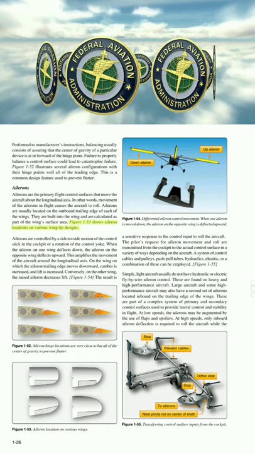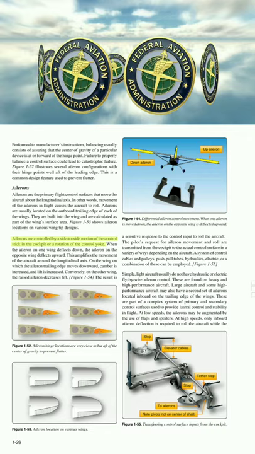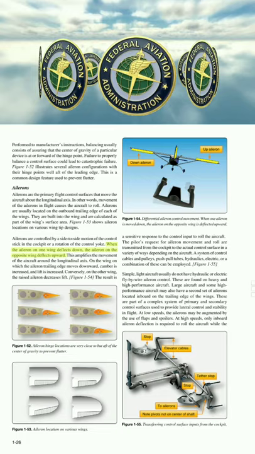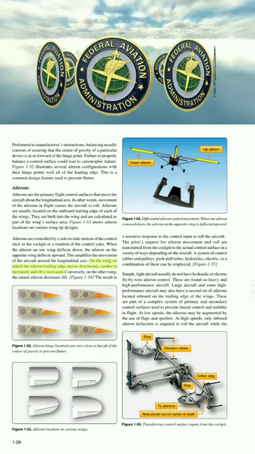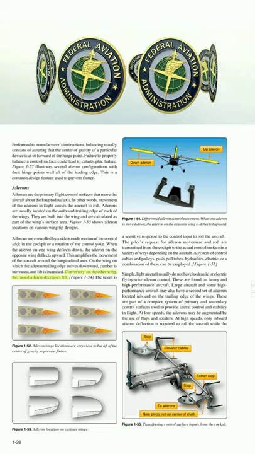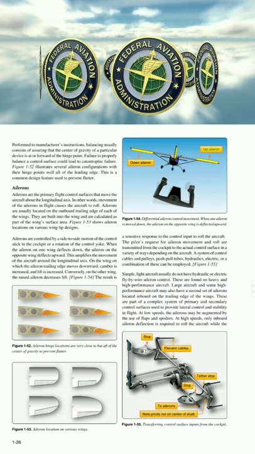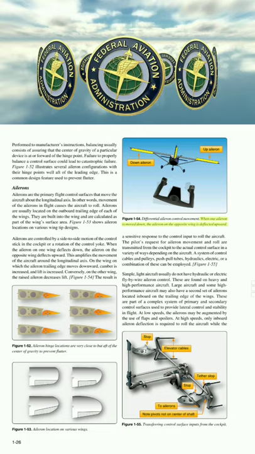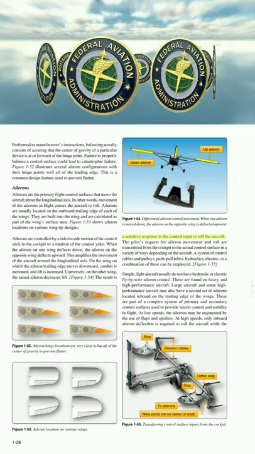Ailerons are controlled by a side-to-side motion of the control stick in the cockpit or a rotation of the control yoke. When the aileron on one wing deflects down, the aileron on the opposite wing deflects upward. This amplifies the movement of the aircraft around the longitudinal axis. On the wing on which the aileron trailing edge moves downward, camber is increased and lift is increased. Conversely, on the other wing, the raised aileron decreases lift. Figure 154. The result is up aileron, down aileron. Figure 154. Differential aileron control movement. When one aileron is moved down, the aileron on the opposite wing is deflected upward, giving a sensitive response to the control input to roll the aircraft.